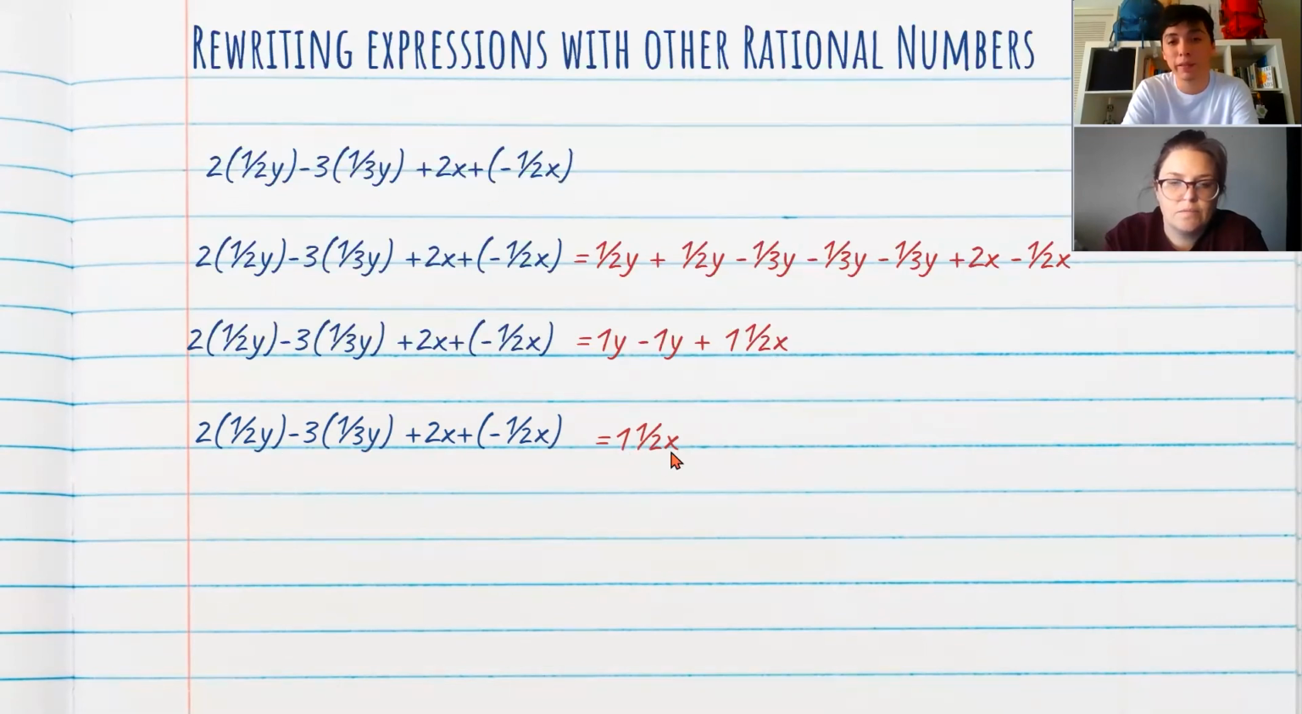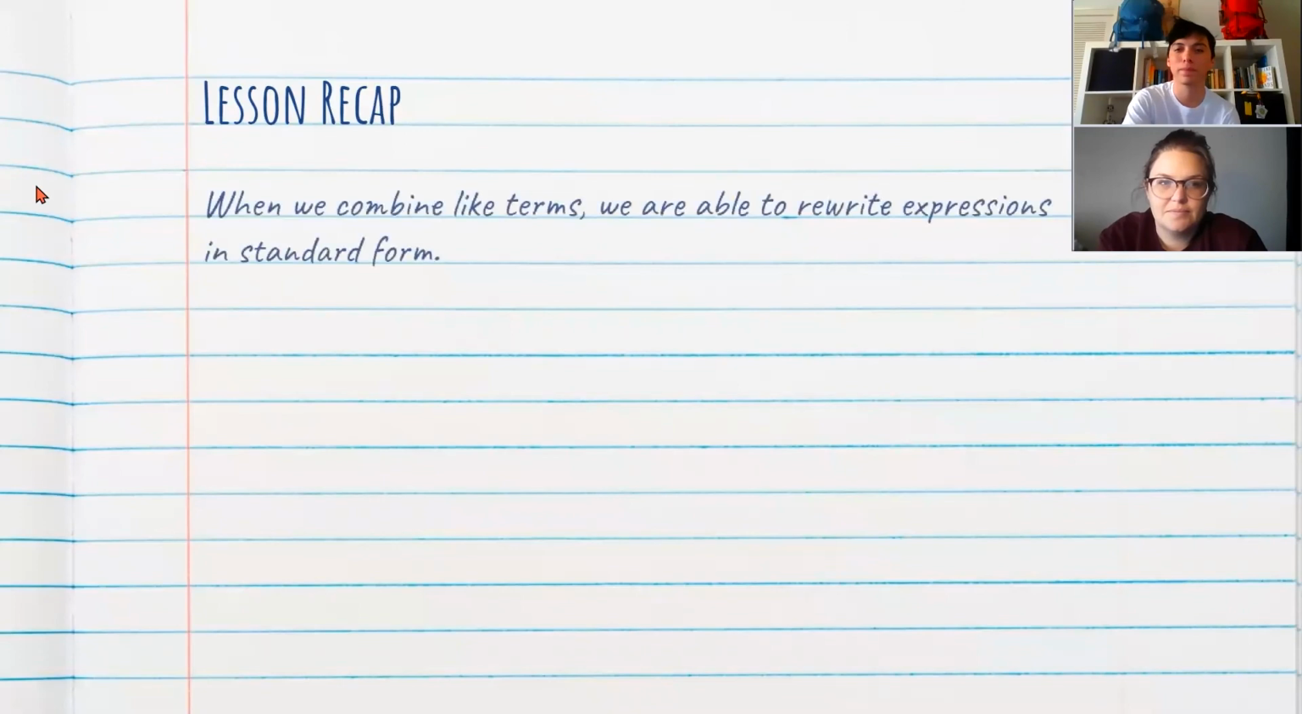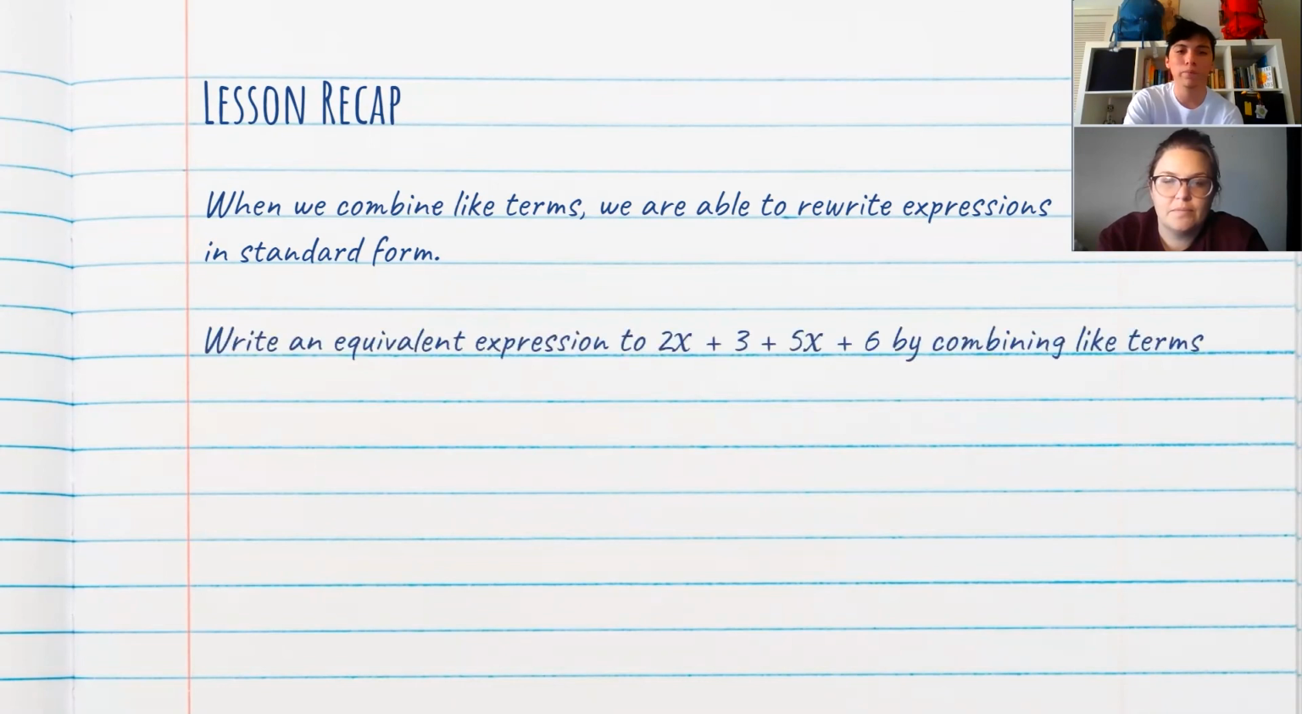This is the same exact thing as this. So in today's lesson, we learned that when we combine like terms, we are able to rewrite expressions in standard form. Exactly. So write this expression down. Write an equivalent expression to 2x plus 3 plus 5x plus 6 by combining like terms. So pause the video to take the time to write an equivalent expression for this by combining the like terms, and then resume the video when you're ready and you have your answer.